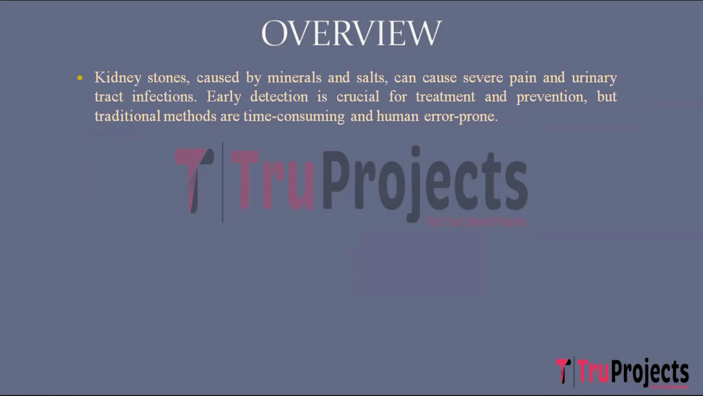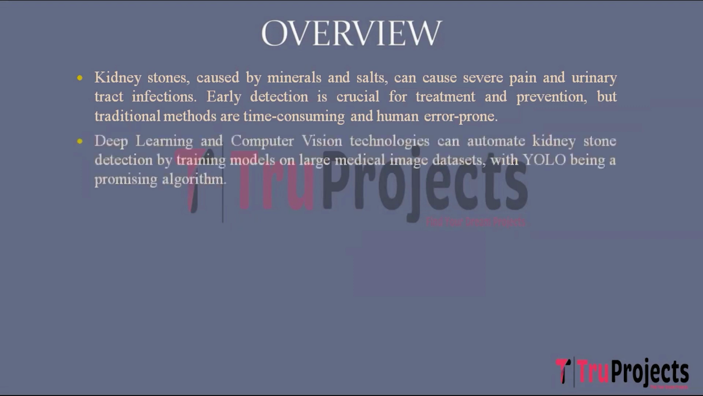But traditional methods such as manual examination of medical images like CT scans are time consuming and prone to human error. So there comes deep learning and computer vision. Deep learning and computer vision technologies offer a promising solution to automate and improve the accuracy of kidney stone detection. By training models on large datasets of medical images, deep learning algorithms can learn to identify patterns and features associated with kidney stones with high precision.